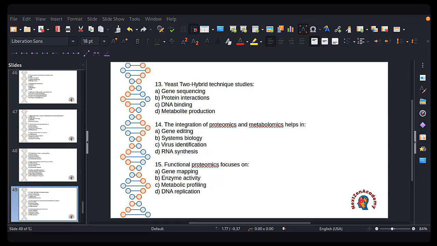Then, next question. The interaction of proteomics and metabolomics helps in systems biology. Means you are combining and integrating more than one technique, more than one subject. Proteomics, metabolomics, genomics, transcriptomics. So it forms the systems biology. Answer for the 14th question is B.